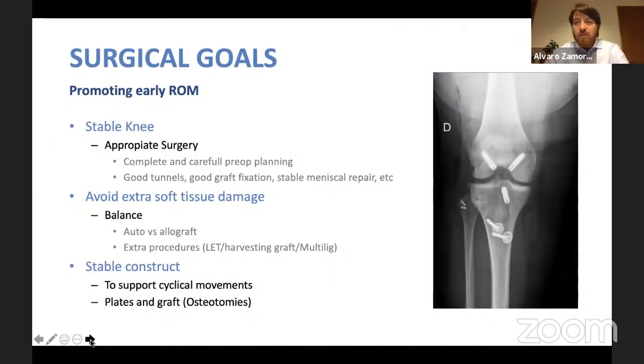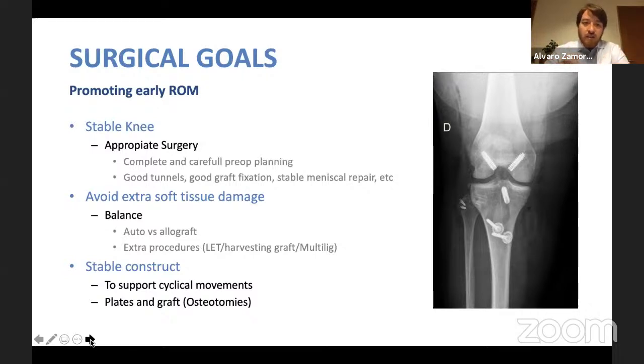When we talk about the surgical objectives, we have to promote early range of motion. For us, it's important to have a stable knee. Appropriate surgery is going to be our aim, and complete and careful preoperative planning is going to give us those outcomes. In terms of technical issues, we have to prepare good tunnels, good graft fixation, stable meniscal repair, etc.